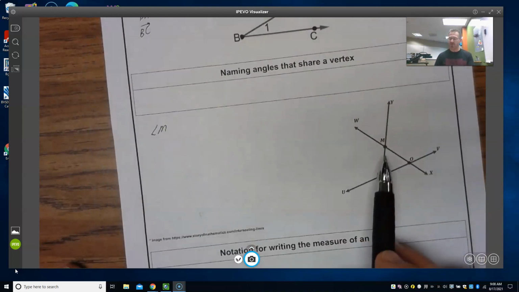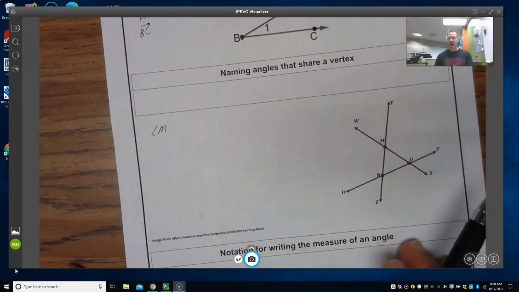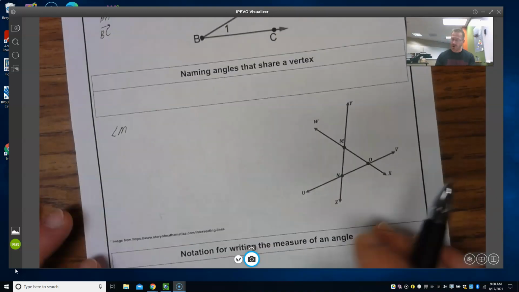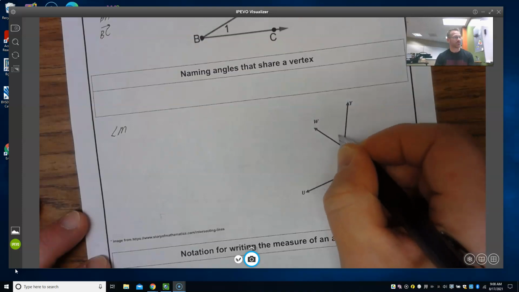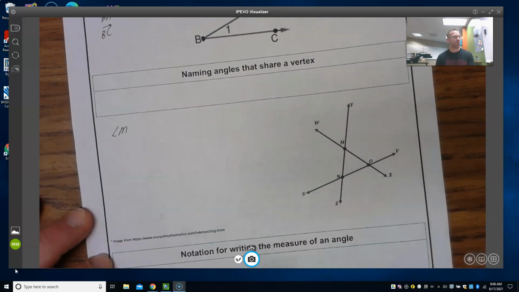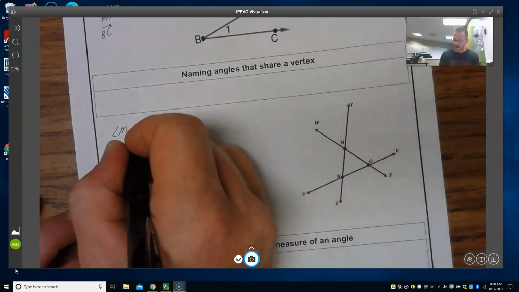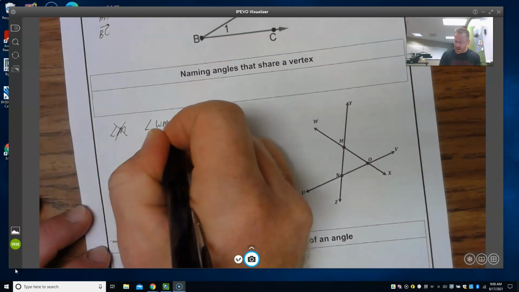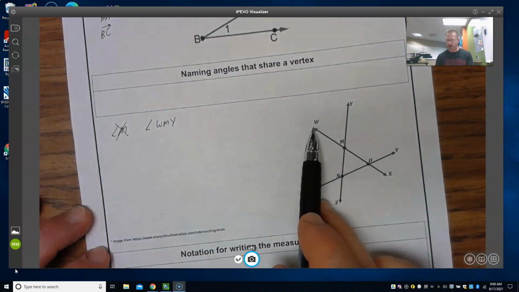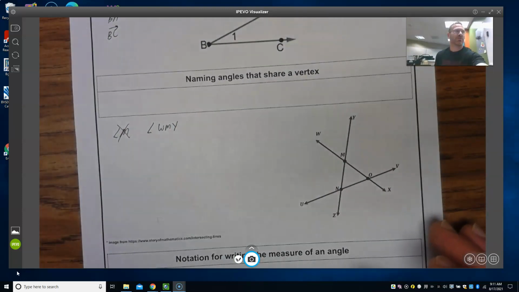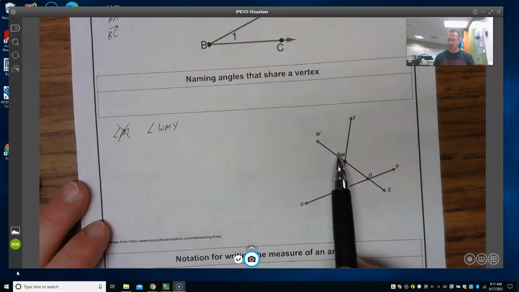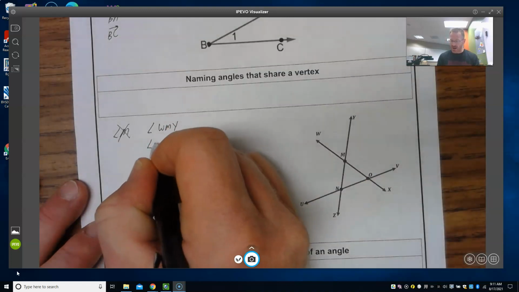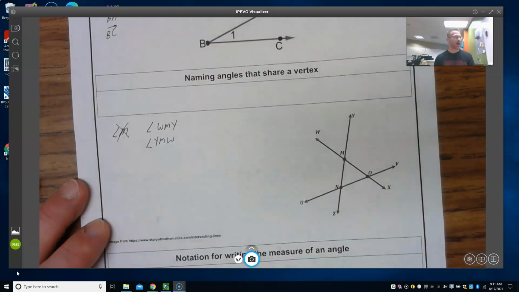So if I have multiple angles sharing the same vertex, I have to do one of 2 things. I either have to use 3 points. So let's say that I'm talking about this angle right here at the top. Then I have to name this angle with 3 points. So if I want that angle, instead of saying angle M, I would say angle WMY. Once again, you could have used the other direction. So I could have said angle YMW, same angle.